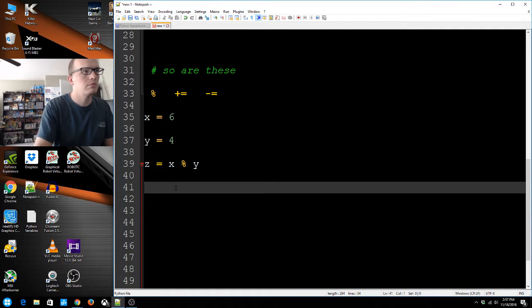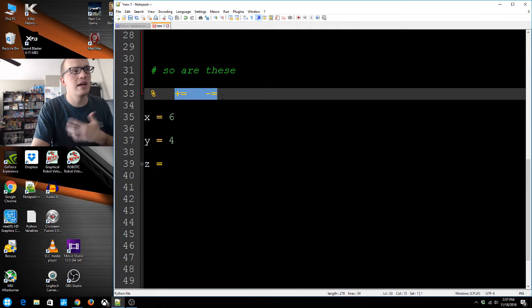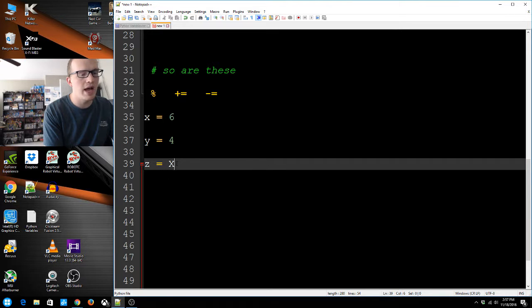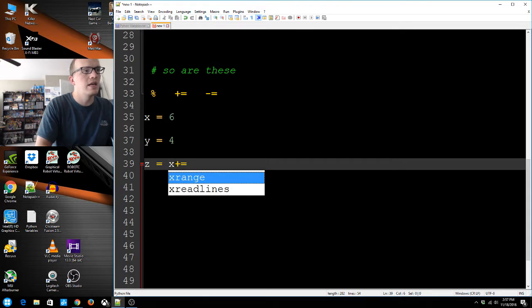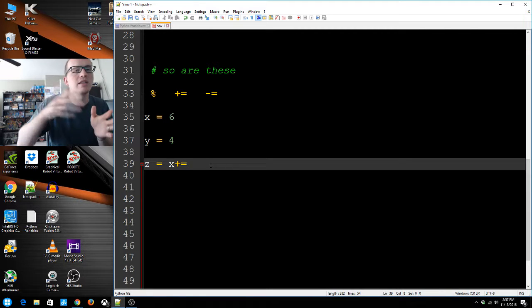All right, and the next two actually are increment and decrement. Okay, so this means that you are adding 1 or subtracting 1 every single time you run this. So for example, z could be equal to x plus equals. All right, let's make that a little x just to keep it consistent. X is equal, or z is equal to x plus equals. All right, so this would be equal to 7, because it's incrementing it by 1. Every single time you do this, it's going to increment it by 1. So it'd be 7, 8, 9, 10 every time you use that operator.